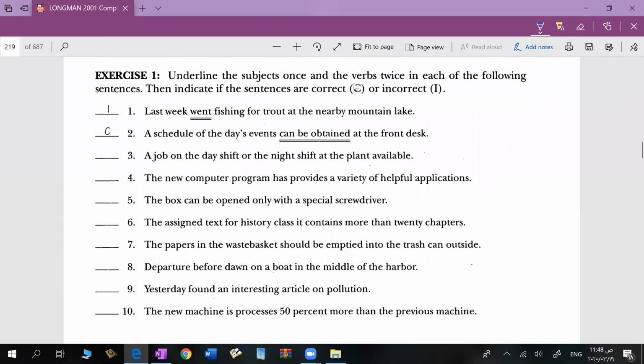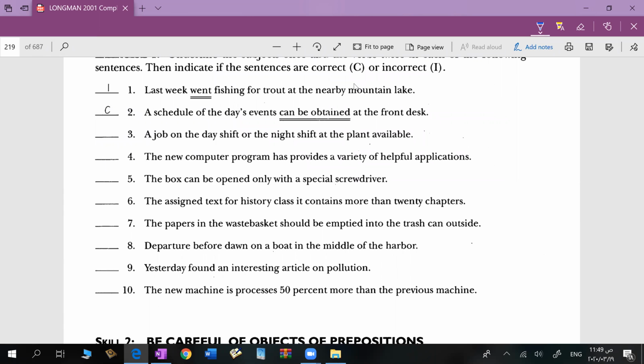Now I want you to look at these sentences and just decide if they are correct or incorrect. Only decide, correct or incorrect. I'll give you 1 minute for this, only 1 minute.